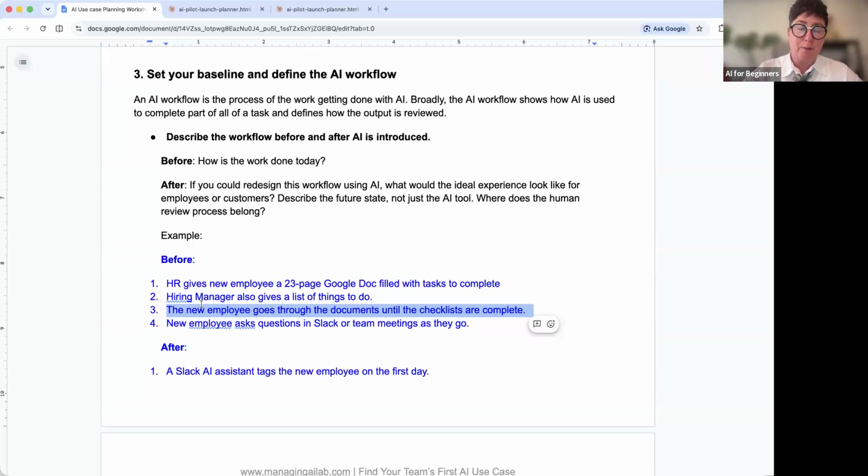Because as you start to move towards an AI pilot, you're also going to have to talk about what systems this workflow uses, what data it uses, and so on. That's beyond the scope of this short course. But the idea here is to get this down on paper because a lot of times this work just lives in our head. Okay. So you want to describe how the work is being done today. Then you want to describe, if you are redesigning this workflow with AI, what does it look like afterwards? Okay. You want your ideal here.